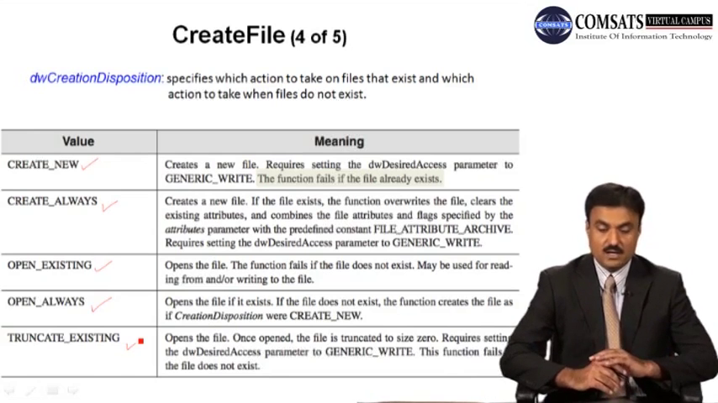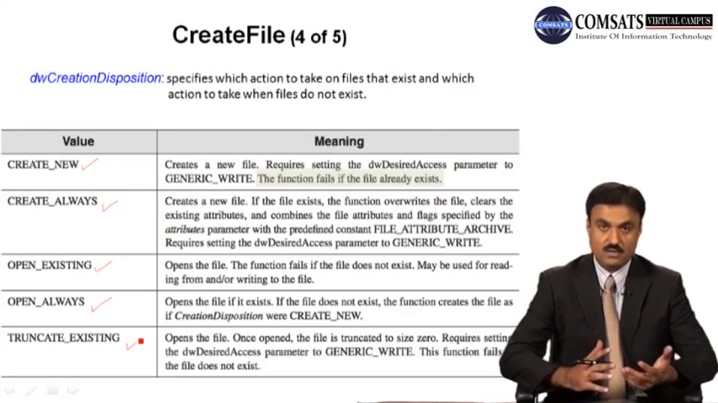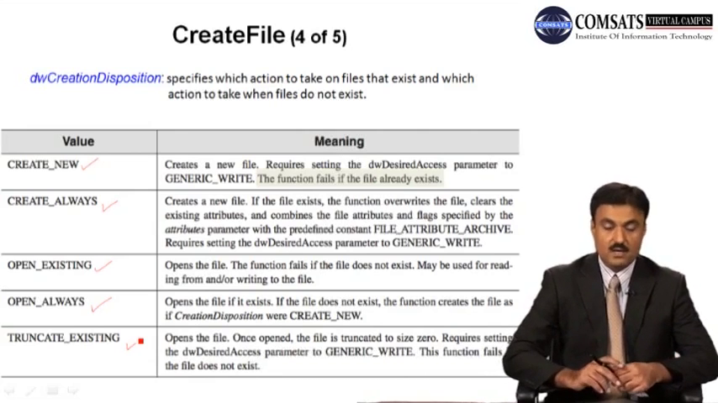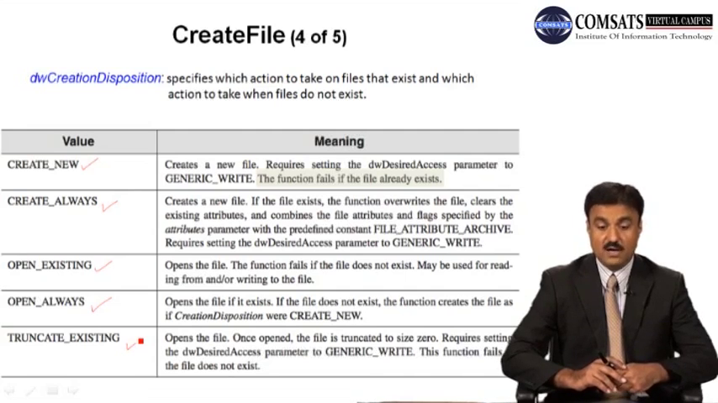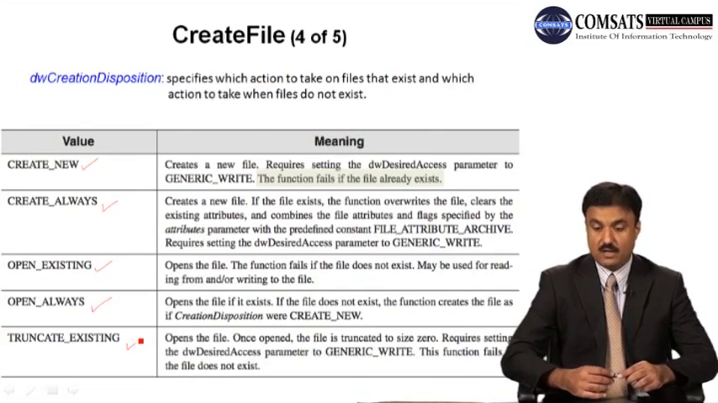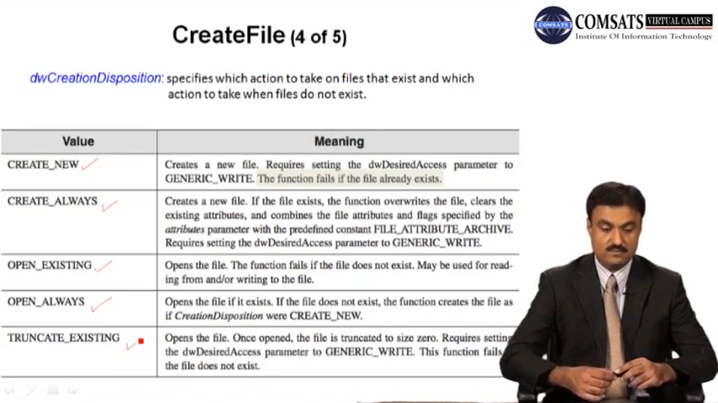So it will erase that one, and if you are going to open it for writing or reading data, you have to define what action you can perform. However, previous data will be removed, and so on. And OPEN_EXISTING will open the file only. It will not create, but it will open the file, and the function will fail if the file does not exist. So it may be used for reading or writing to the file.